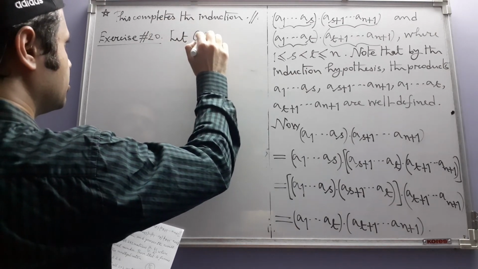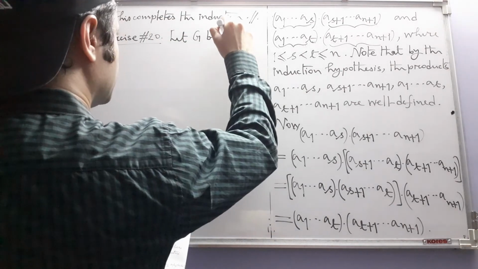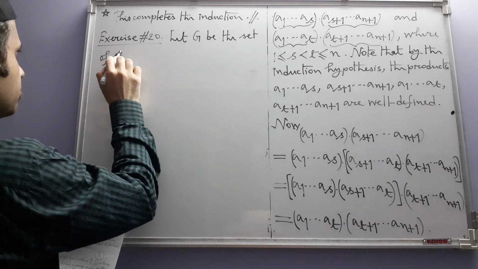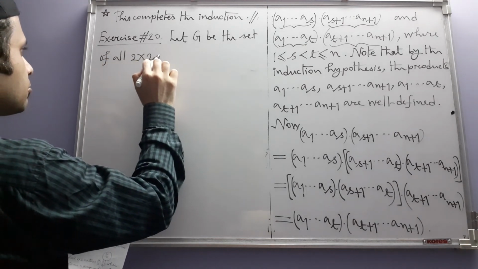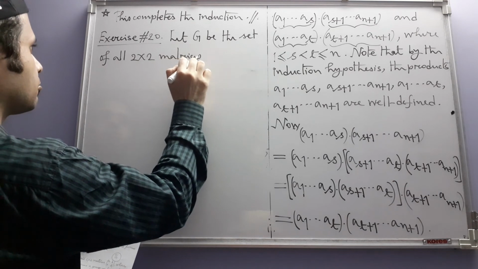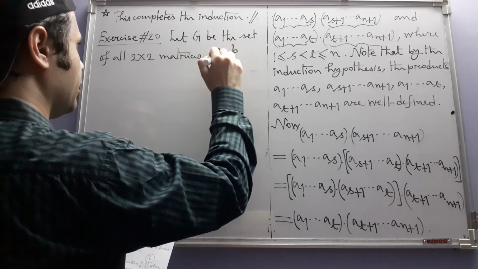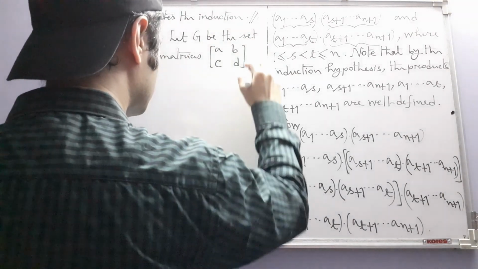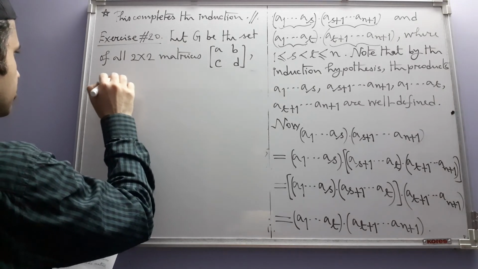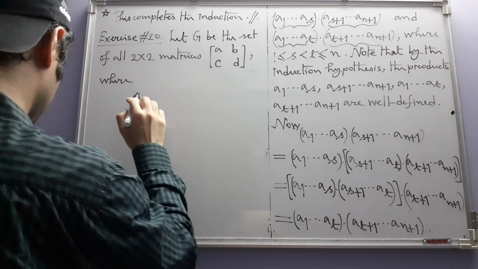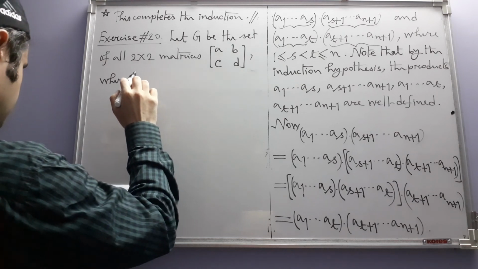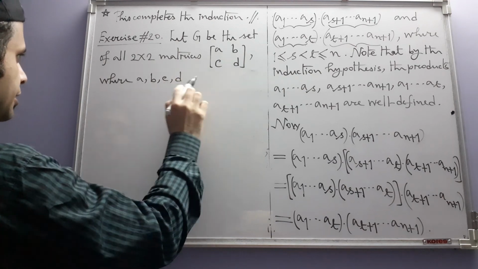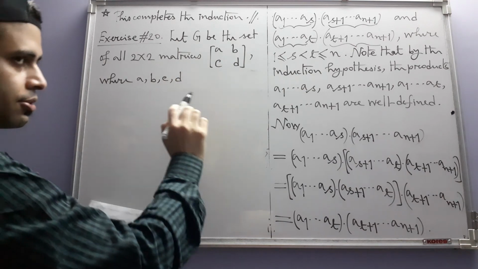Let G be the set of all two by two matrices A, B, C, D, where A, B, C, D, this part, what I am writing right now is not there in the exercise.